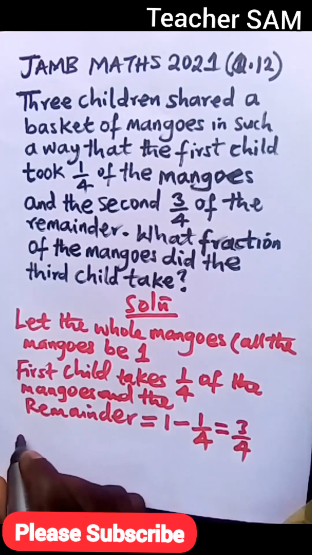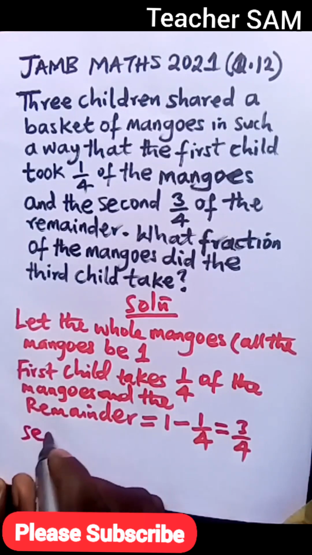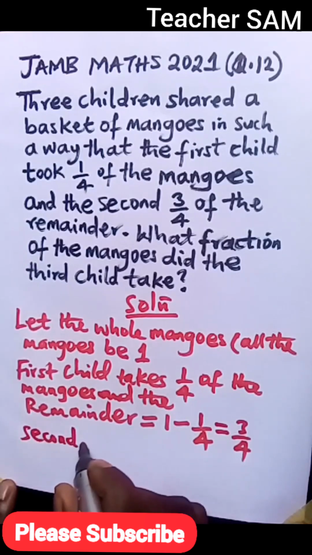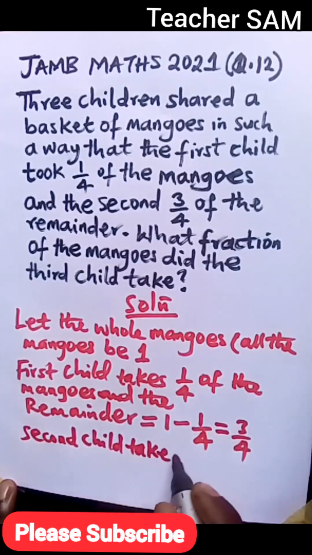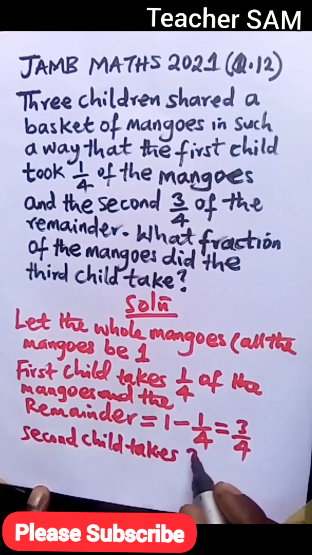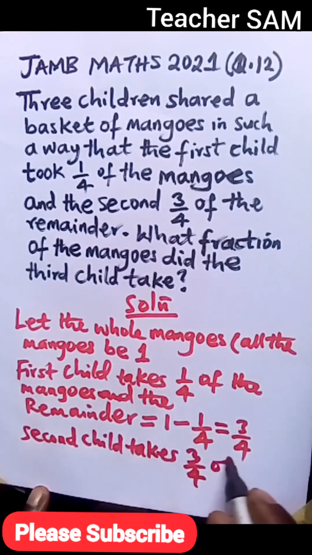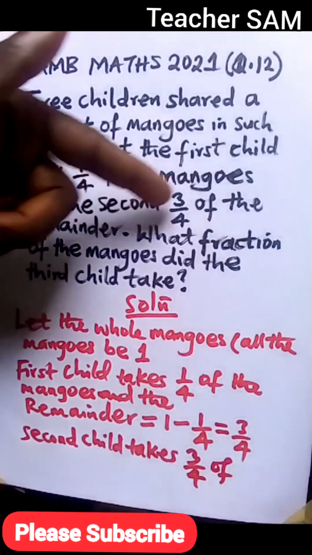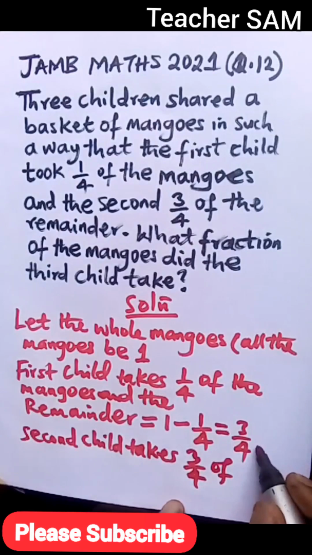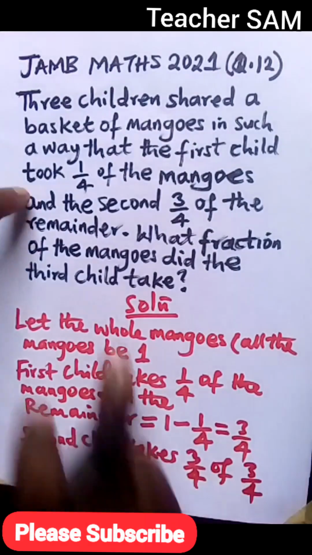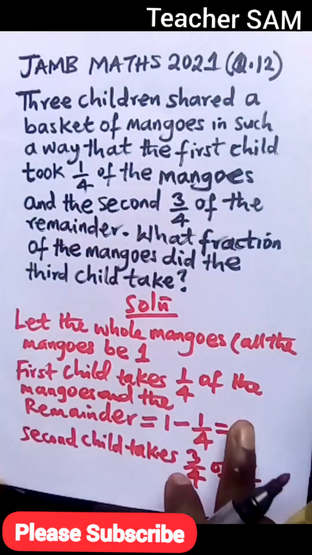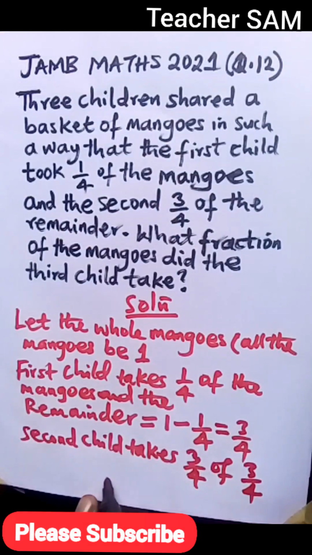Now let's go over to the second child. The second child takes 3/4 of the remainder. This is what is remaining: 3/4 of 3/4. So the second child takes 3/4 of the remainder, and the remainder is 3/4. And you know that 3/4 of 3/4 is the same thing as 3/4 times 3/4.